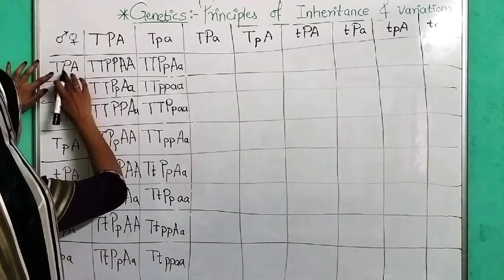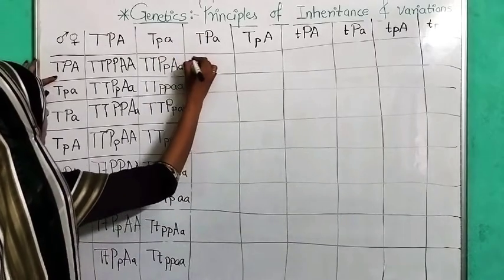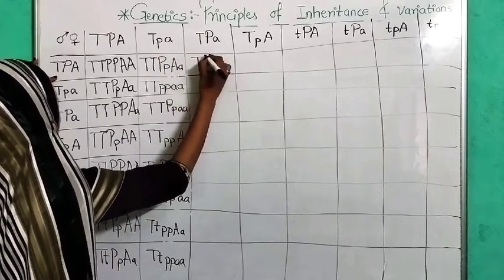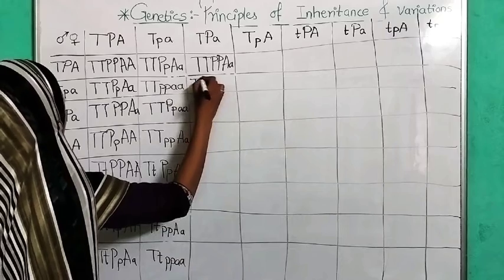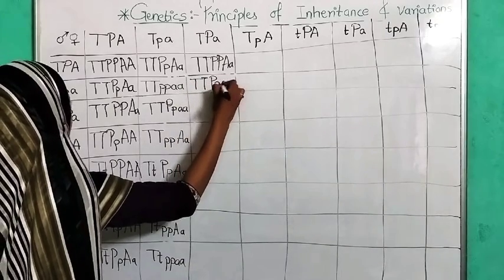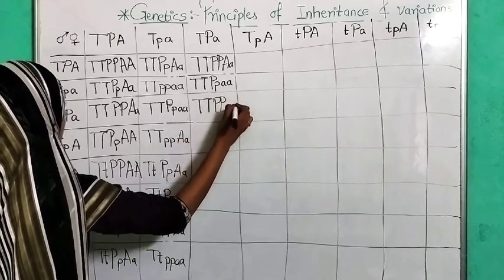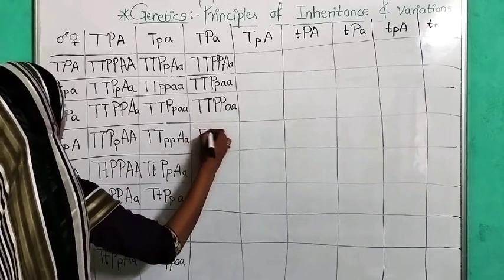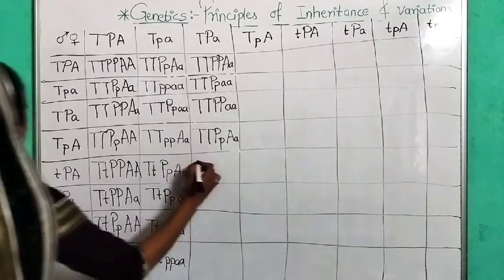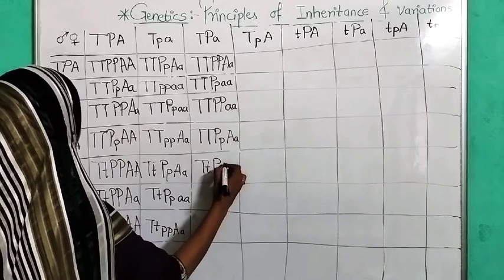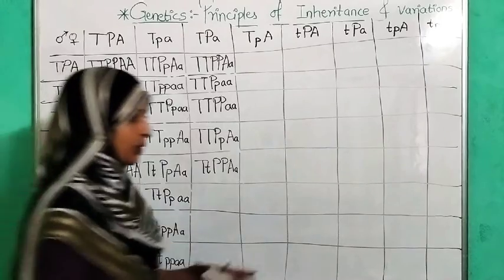Next, we are going to cross this male parent with a female parent. So, capital T capital T, capital P capital P, capital A small a; capital T capital T, capital P, small a small a; capital T capital T, capital P capital P, small a small a; capital T capital T, capital P small p, capital A small a; capital T small t, capital P capital P, capital A small a. In this manner, we are going to solve.